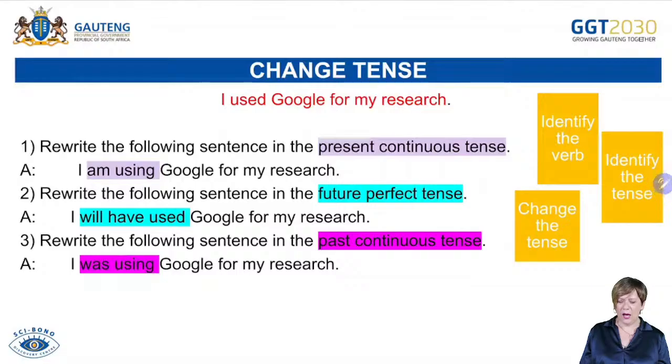Let's see. I was using Google for my research. Sounds perfect, doesn't it? I were using Google for my research. Sounds perfect as well. So there's your option. Always pronounce it in your head just to make sure you're perfectly right. Can you do this? Yes, you can. It's really easy. But once again, make sure you know your tenses.